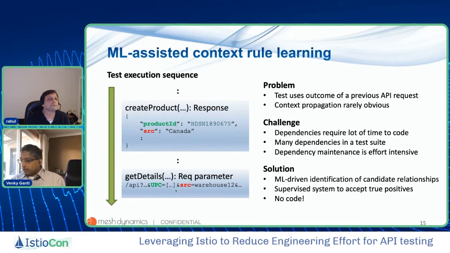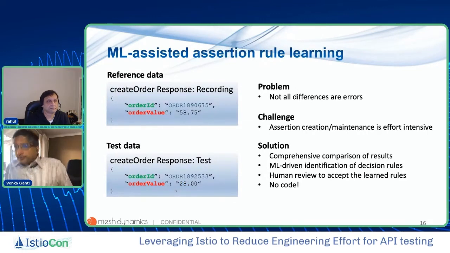That's number one, the context rule. The second set is assertion rules. When we capture the response, we have a response with order ID and order value. Order ID is something, and order value is 58.75. We know that this order ID is always dynamic. When you play the test, you'll get a different order ID. When you're comparing, you need to make sure that you compare only the key for order ID, not the value. For order value, however, you want to compare both the key and the value 58.75 when you replay the test in a test setting.